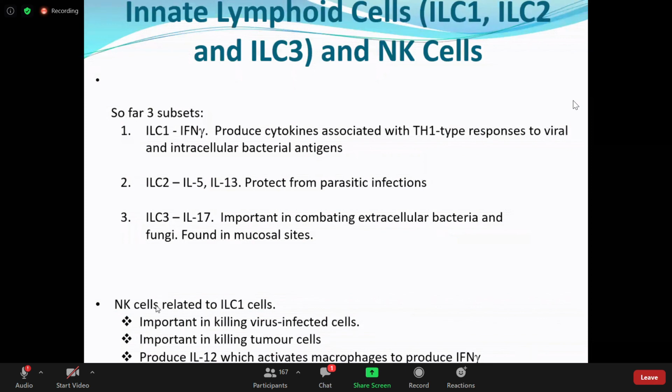Natural killer cells are like cousins of these innate lymphoid cells. They derive from a similar progenitor. And while they have a similar function to cytotoxic T cells, which I'll talk about in the next lecture, their recognition mechanism is different. So again, these natural killer cells are similar to the ILC cells in that they are also intermediates between an innate and an adaptive immune system.